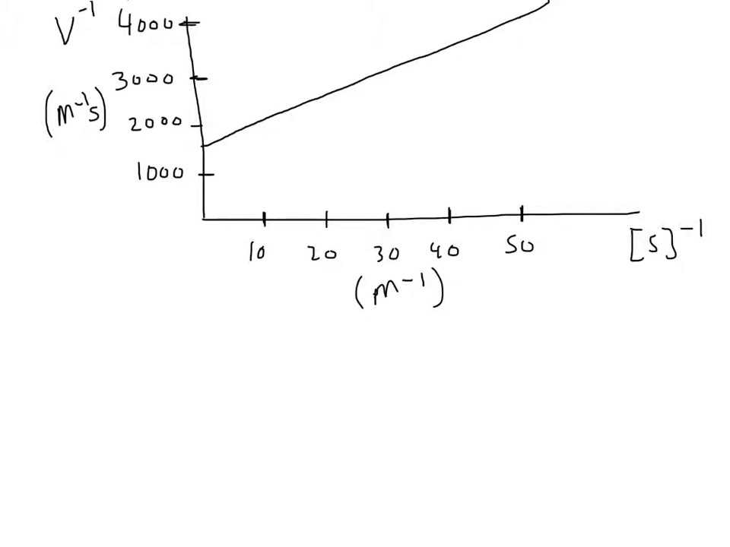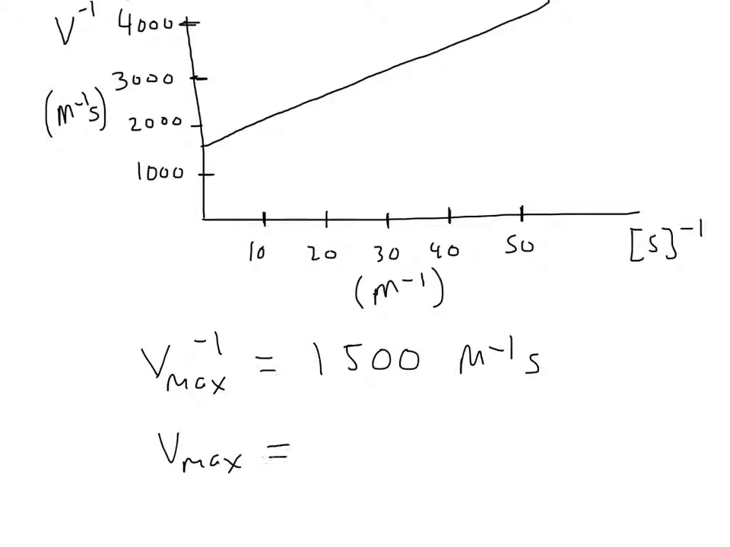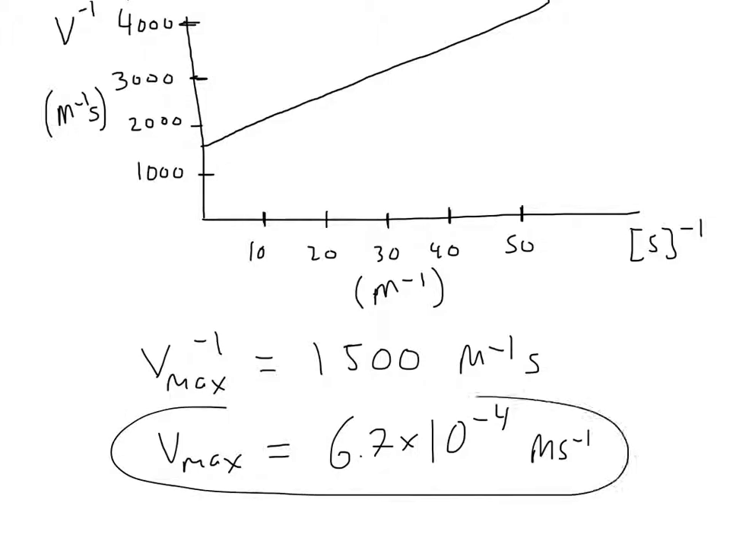Okay, let me show you what the solution is now. We can, first of all, easily get the Vmax just from the y-intercept here. This y-intercept appears to be around 1500. So that means Vmax inverse is about 1500 inverse molar seconds. If we invert that, we get 6.7 times 10 to the minus 4 molar per second, which is the final answer there, okay? That's for the Vmax.